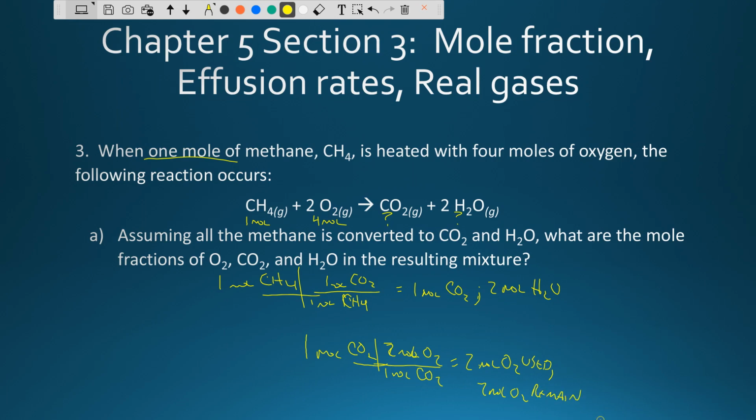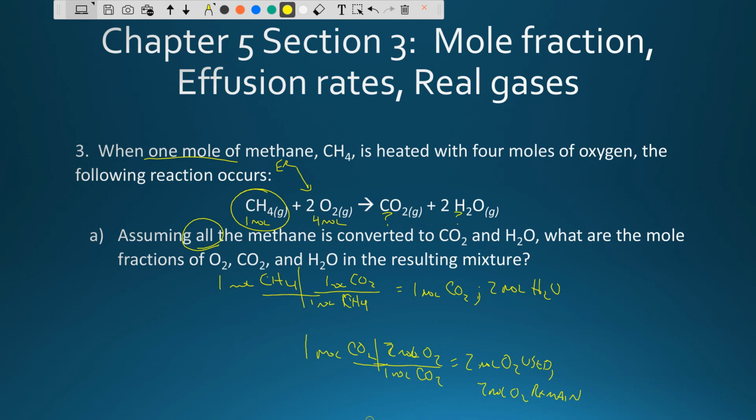Now, the reason I went this route, guys, is because they said the following reaction, assuming all of the methane is used up. You could solve this as a limiting reagent problem, but they're already telling us all of this is going to be used, and so we know we have excess of this guy. So I didn't have to solve it that way or treat it that way, okay?